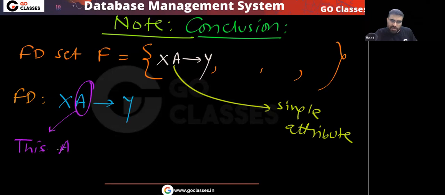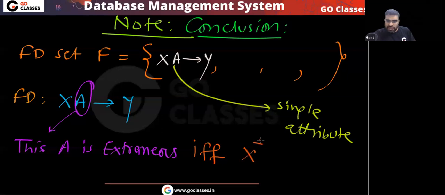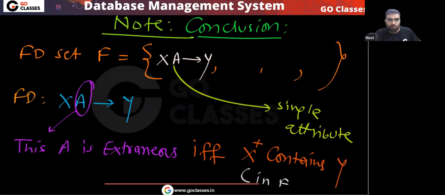This A is extraneous if and only if X plus contains Y, in F. You have to find it in F. So X plus contains Y in F. Then you can say that this A is extra, and then you can remove it. So this is the idea.